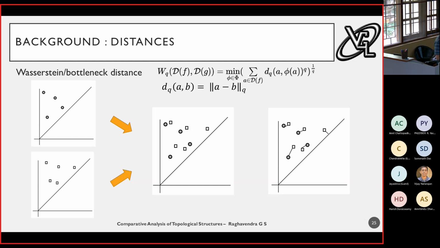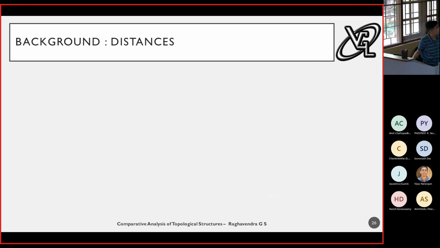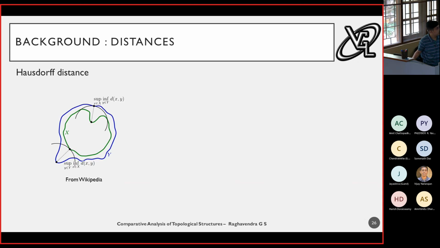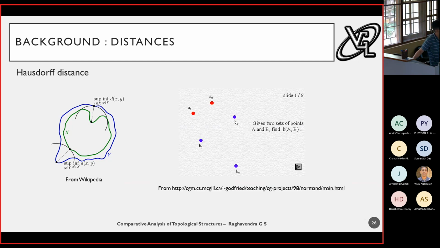Wasserstein distance and bottleneck distance have been used for a long time in comparison of point sets like this, particularly persistence diagrams. Then we have another distance, which is the Hausdorff distance. There are two flavors of this. One is the continuous one, and the other is the discrete one. In our case, the discrete one is more relevant.